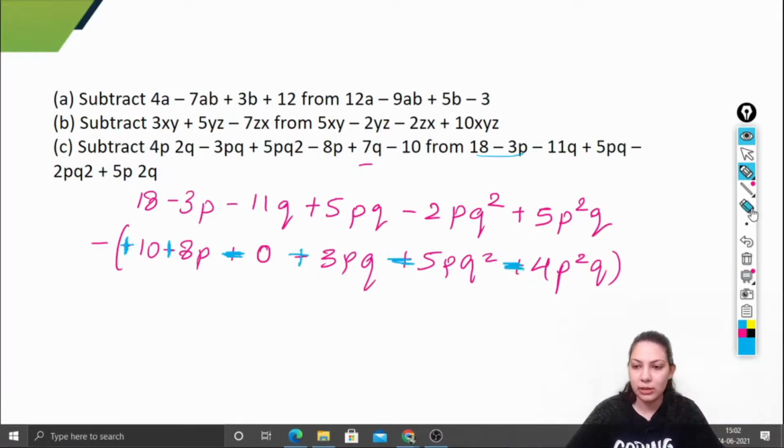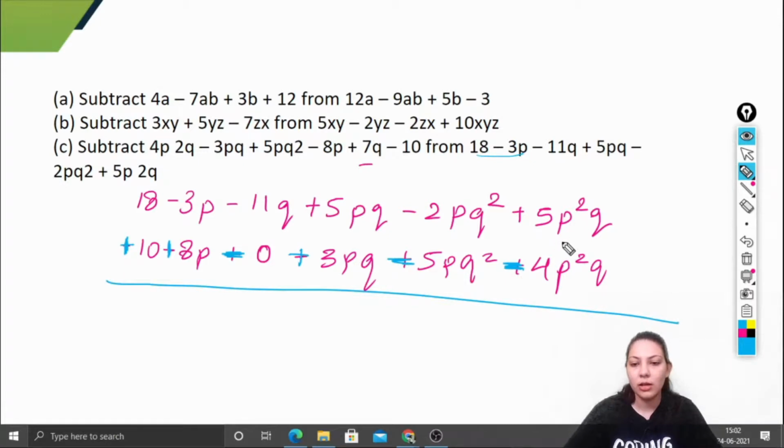So let me erase this outer sign and this bracket, and let us just solve this individually. So plus 5 minus 4 will be 1, p square q will remain same, so 1p square q, and sign will be of greater number, let me write over here.